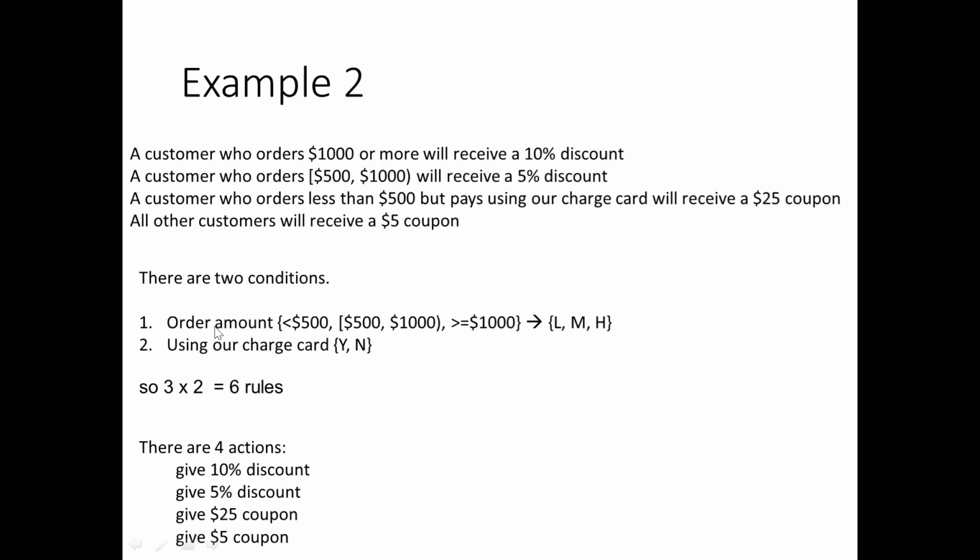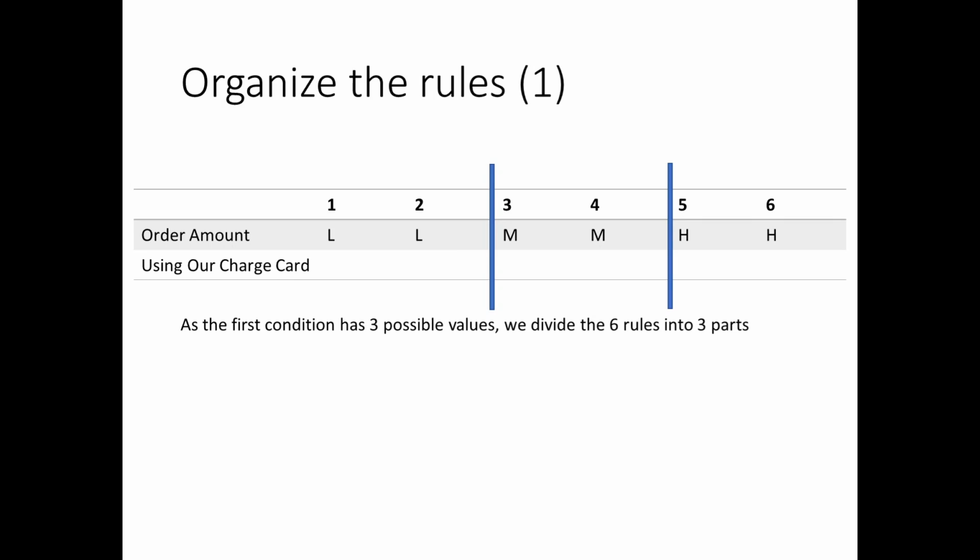Based on the 2 conditions and their possible values, we can figure out that in total, 3 multiplied by 2, we have 6 rules. And also there are 4 different actions: 10% discount, 5% discount, $25 coupon, and a $5 coupon. Then we start to organize our rules. Because we have 6 rules here, we have 6 columns in our table.